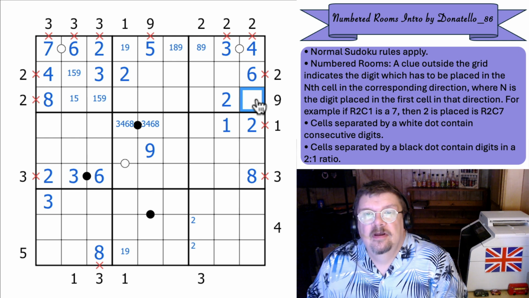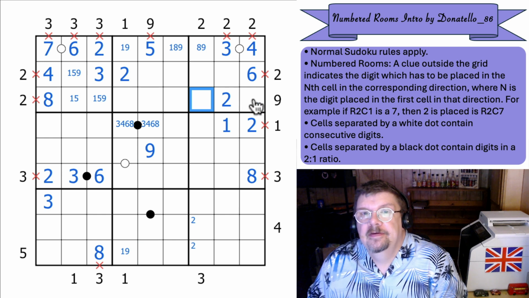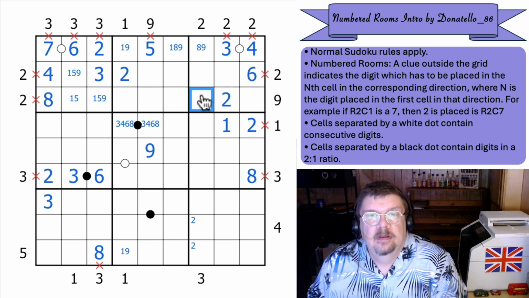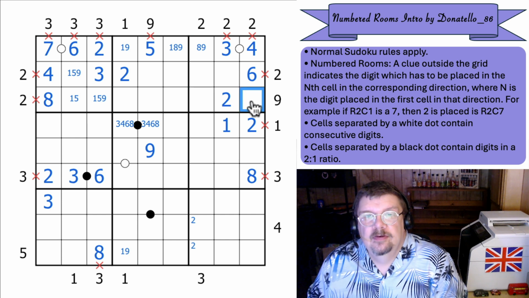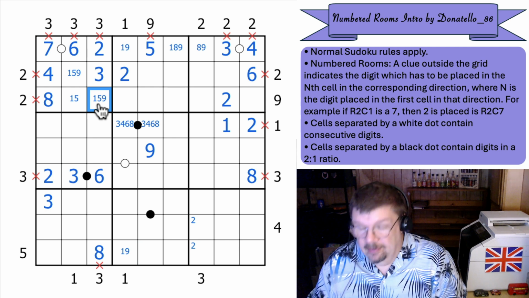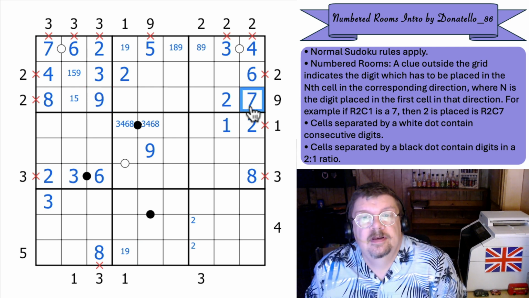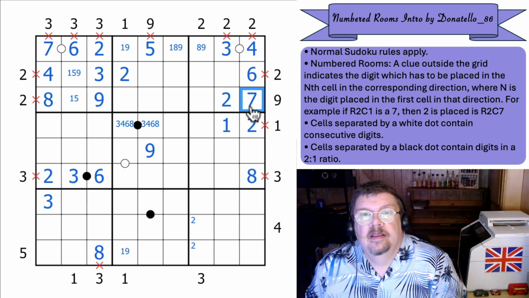I can't place a 9 here, because then I would also have to place a 1 there. And I can't place a 9 here, because that would be a 3, but I've already got a 3 in the box. So I can't place a 9 here, here, here, or here, or here. So the only place for 9 in the row is there. And that makes this a 7. That's a really nice deduction. I like that one a lot.